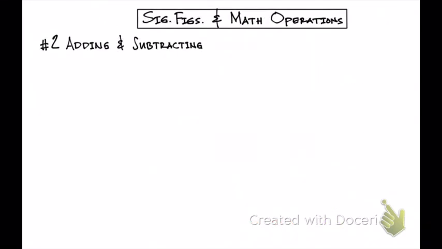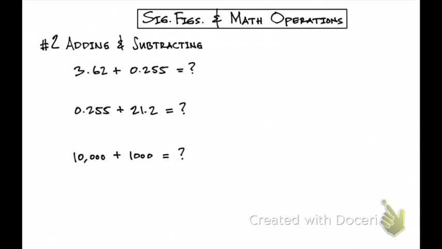So now this brings us to addition and subtraction, which is a little bit more complicated compared to multiplication and division when it comes to significant figures and rules of counting. So let's look at some examples here. Let's say we look at the first one, 3.62 plus 0.255. What would that be equal to?